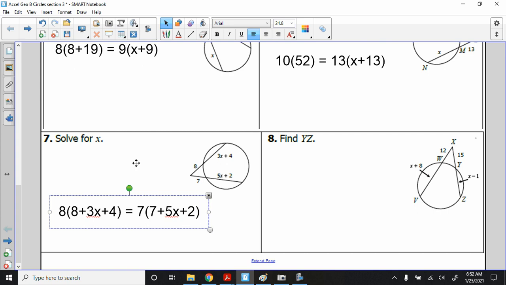Is this how I would do the math? No, but I'm just trying to show you right in detail. So I would go ahead and just say 8 times 3x plus 12 and 7 times 5x plus 9.